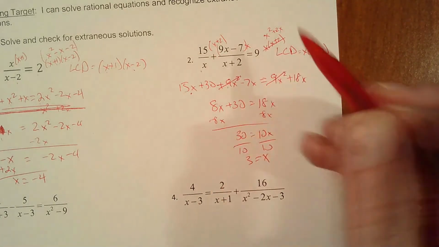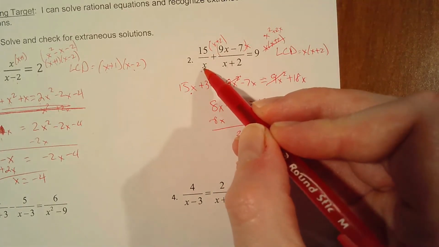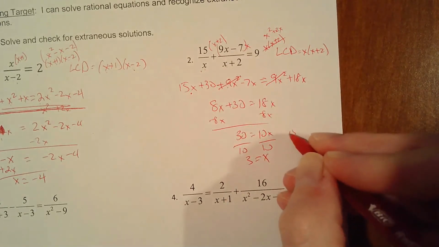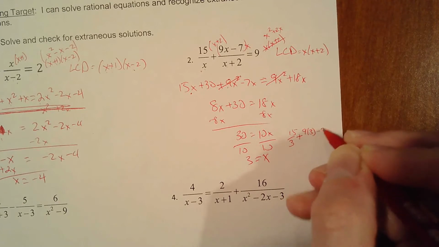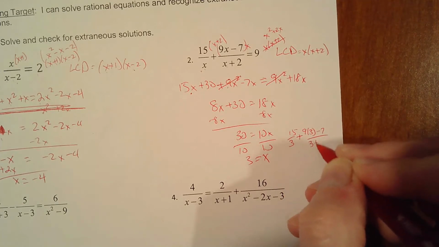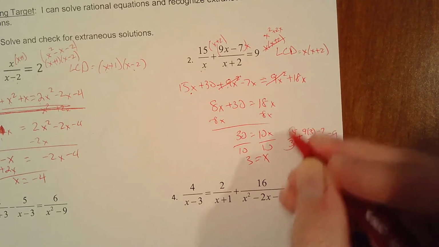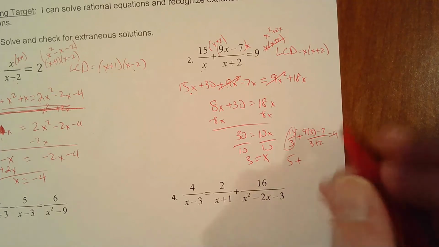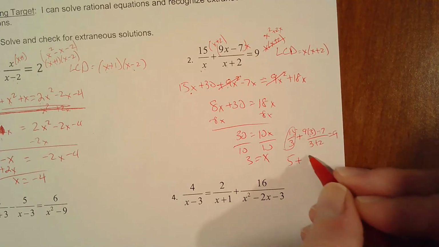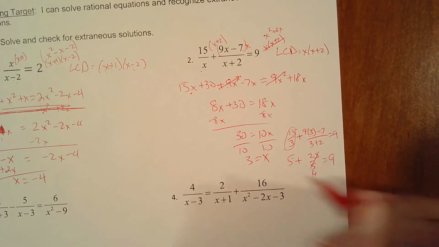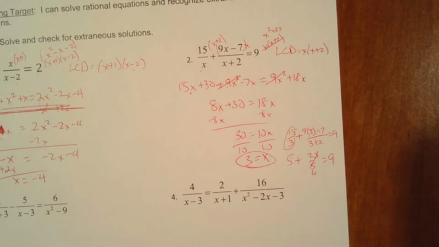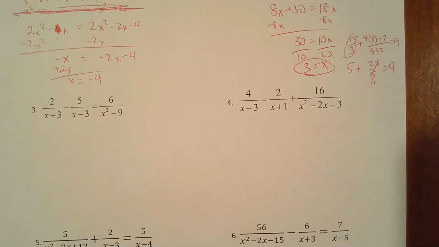And if you plug that back in for all of these, nothing goes to 0. And in fact, if I plug 3 in there, let's say 15 divided by 3, 9 times 3 minus 7 over 3 plus 2. So this would be 5. And then this would be 20 over 5, which is 4. 5 plus 4 does equal 9. So that's not an extraneous solution. That one does work. Okay.